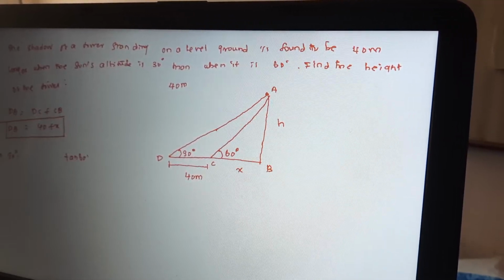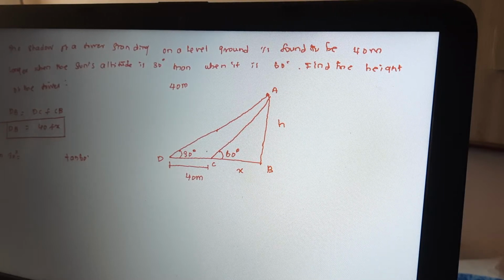Now find your tan 30 degree and tan 60 degree. Tan 30 degree is opposite divided by adjacent. Opposite is h, adjacent is 40 plus x. Tan 60 degree is opposite divided by adjacent, which is h by x. Tan 30 degree is 1 divided by root 3, which is equal to h divided by 40 plus x. And tan 60 degree is root 3, which is equal to h by x. So h is equal to root 3 into x.